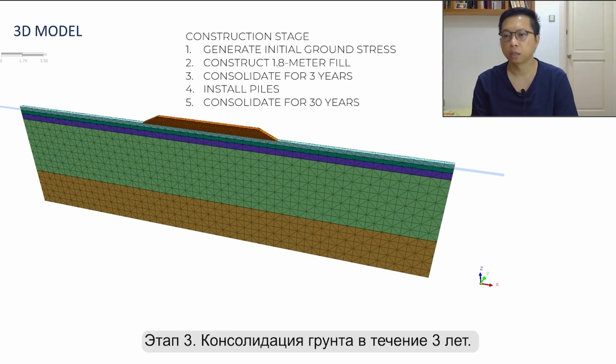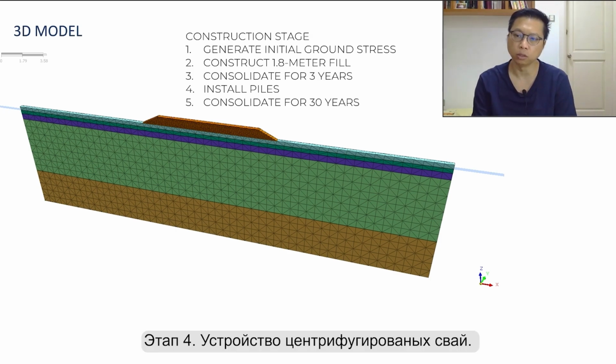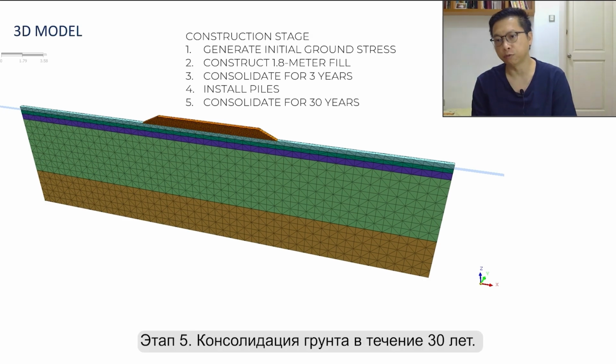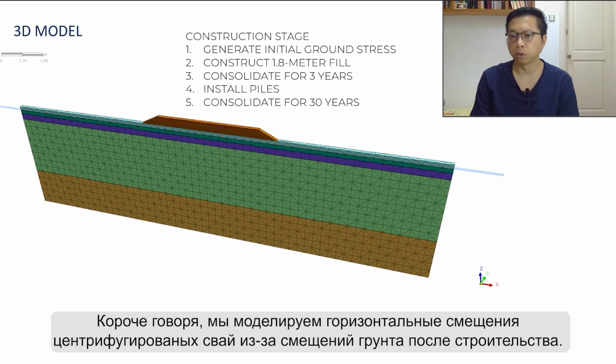Stage 3, consolidate the ground for 3 years. Stage 4, install the spun pile. Stage 5, consolidate the ground for 30 years. So in short, we are modeling the deflections of the spun pile due to post-construction movements.